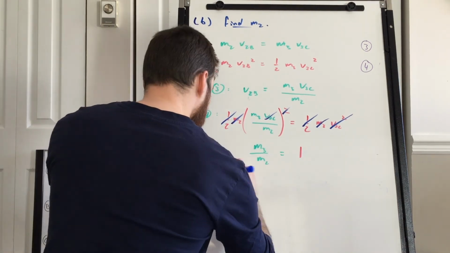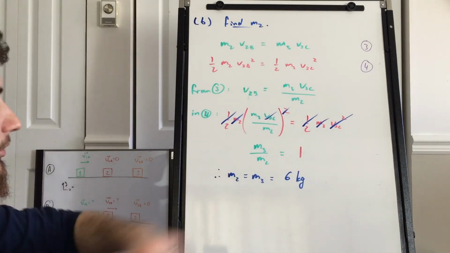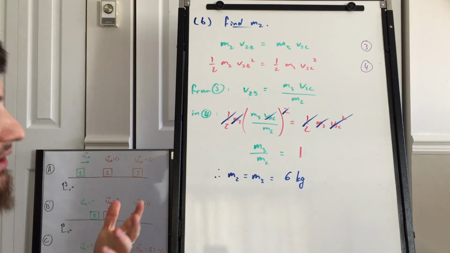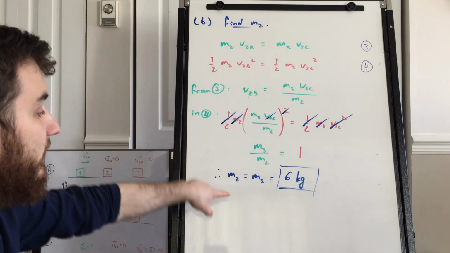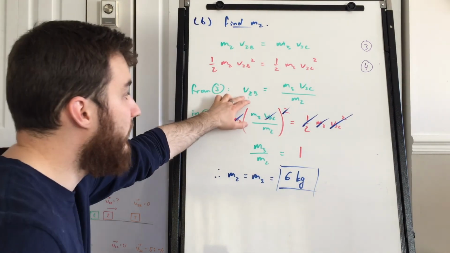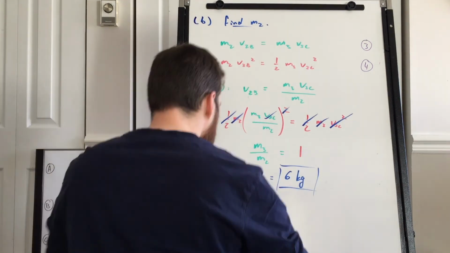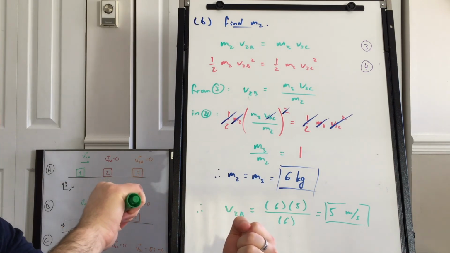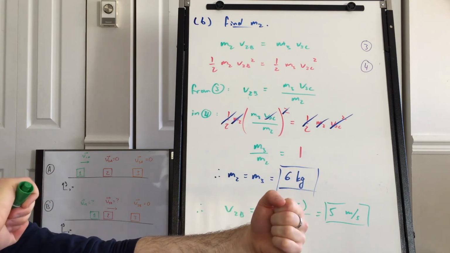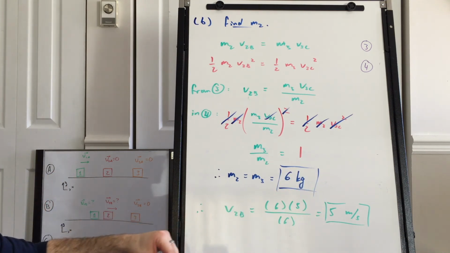We conclude m2 is equal to m3 is equal to 6 kilograms by the problem statement. Here we can also find what the initial speed of v2 is by plugging this value back into the reformulation of equation 3. The intuition that two masses of equal value, when impacted elastically, all of the momentum of the initial one goes to the other, is correct with the math.